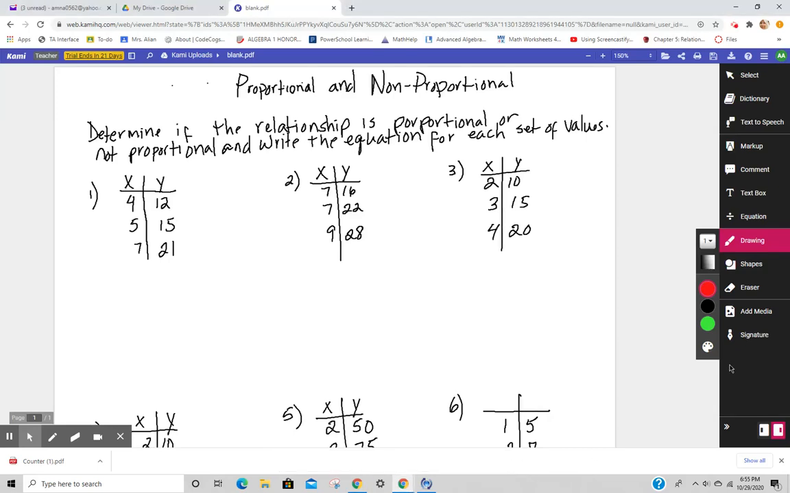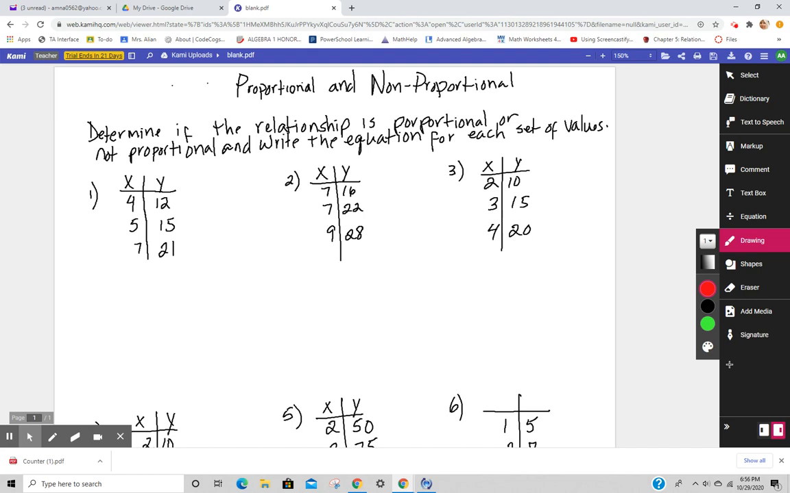Hi everyone. In this video, we're going to talk about proportional and non-proportional relationships. Each set of values will give us a relationship that is proportional or non-proportional. So let's look at the first one.